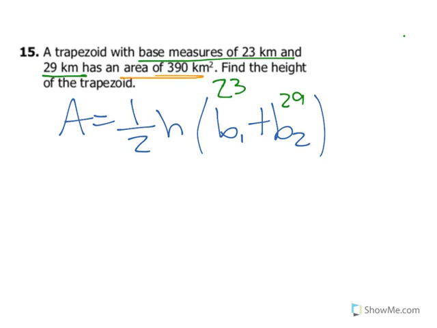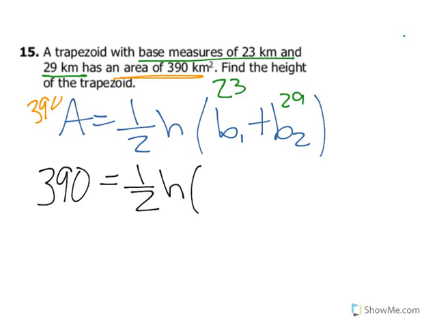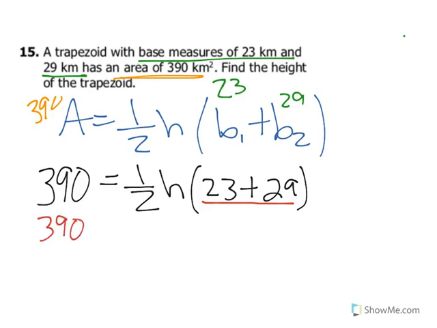And then there's an area of 390. So where our area is, we'll put 390. And then we're going to solve for the height. So we can plug those numbers in. 390 is equal to 1/2 the height times 23 plus 29. Now we're going to simplify a little bit. Combine what's inside your parentheses. So 390 is equal to 1/2 h times 52.